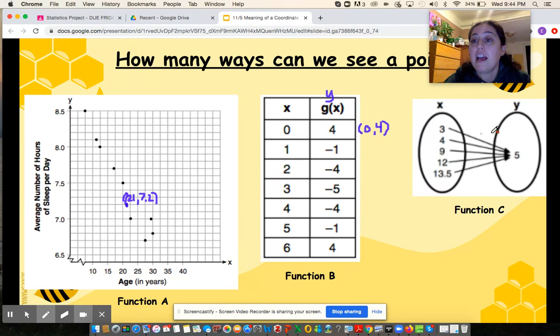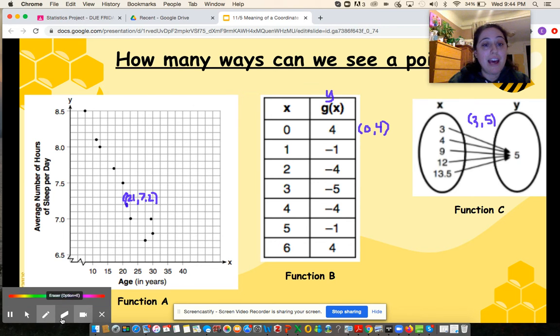Okay. All right. And then function C, we have this. The X values are here. They all point to the same Y value, which is a function. The Y values can repeat, just no X repeats. So here, if I wanted to write a point, I see X is 3, Y is 5. One of my points here would be 3, comma 5. Okay. Another point would be 4, 5, 9, 5, 12, 5, 13, 5, right? But all in that same parentheses.